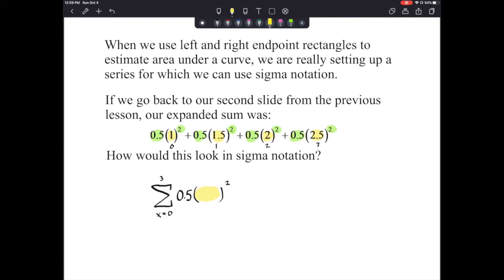So we could say our 0th term, which was this one, 1, and we're adding a half each time, so plus 0.5x. And that's going to help us cut down on the amount of work that we have to do to find the sum. That is our sigma notation.